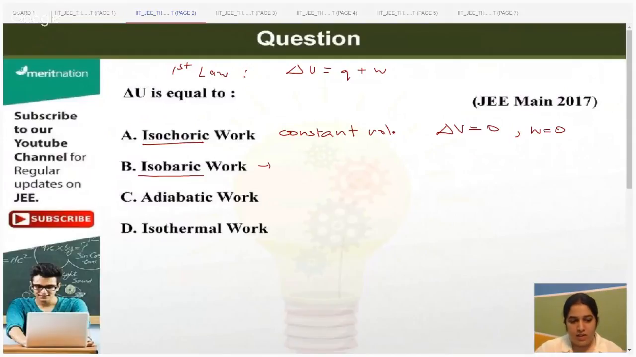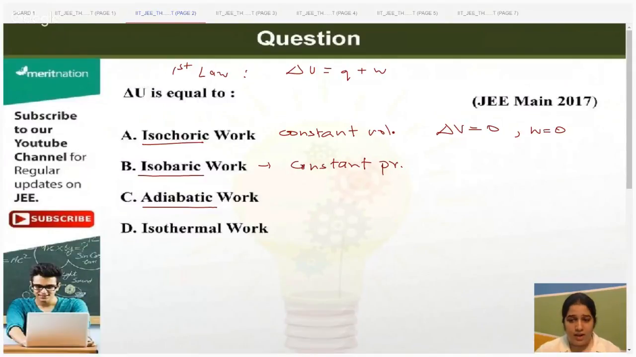Next option is isobaric work. This means the condition of constant pressure is given to us. Now at this particular condition, delta U will not be equal to isobaric work. We will have some value of Q as well here. Right? Let's look at the third option, adiabatic work.